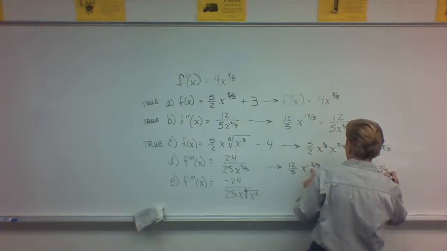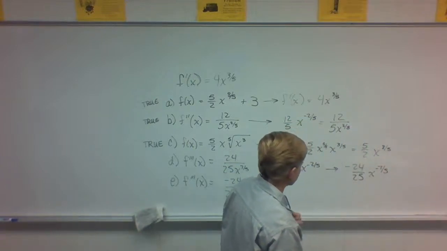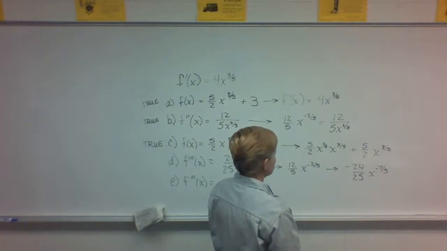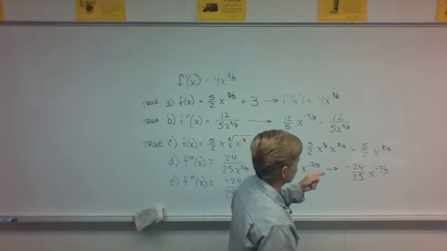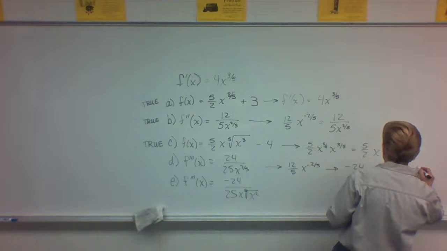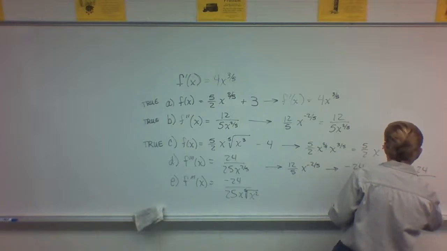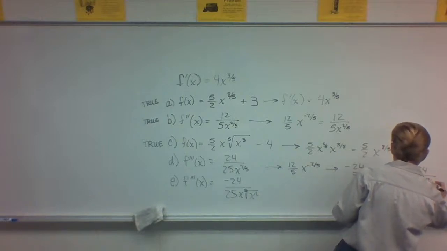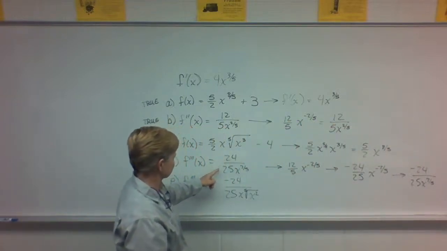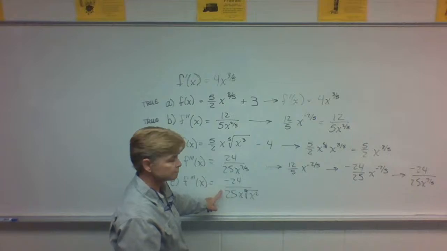Once you saw the negative on the front, can you just see that there's no negative on option B? So this one right here, if you make it proper, in my opinion anyway, would be negative 24 over 25 x to the positive 7/5. That is not what this says. That's what this says.